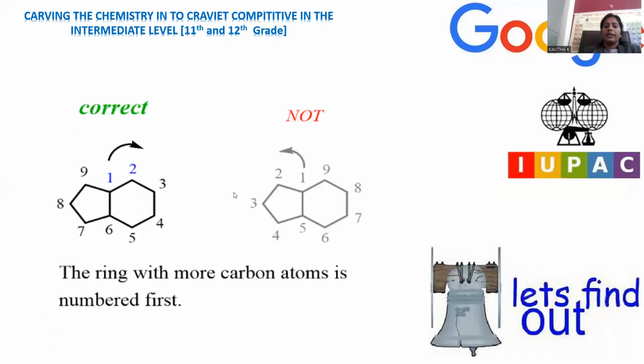In order to give the name, there are two possibilities. Either you can start numbering from the larger ring side or else from the shorter ring side. One is 5-membered, another is 6-membered. Either from the 6-membered ring side you can start numbering, or from the 5-membered ring side. But among these two, the correct representation is that the larger ring should be given higher priority first. That's the reason why numbering will be given 1, 2, 3, 4, 5, 6, 7, 8, 9. This is the way you have to give the numbering, and moreover, it is a 9 carbon containing bicyclic system.